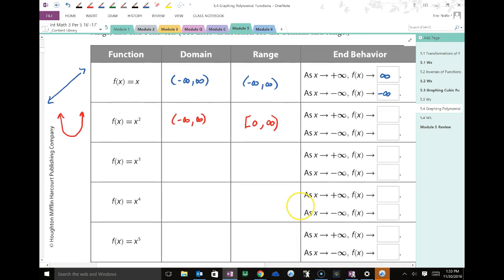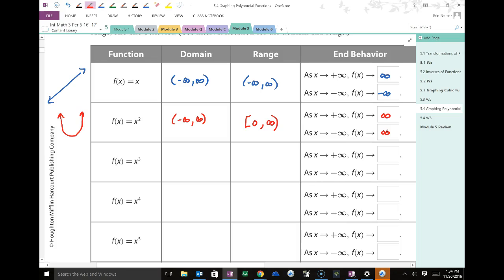Okay, what's my end behavior? As x approaches positive infinity, what's my y value doing? It's going to infinity. And as x approaches negative infinity, what's my y value doing? It's going up. So they both go in the same direction.